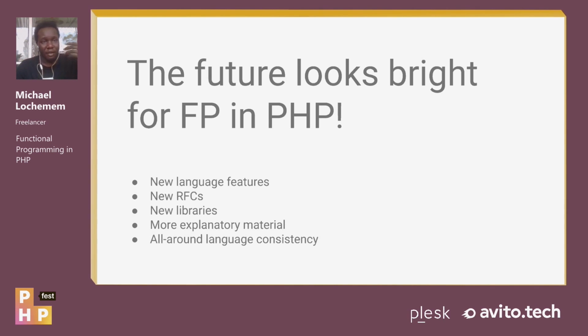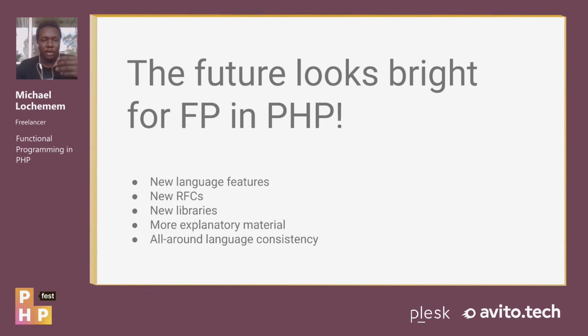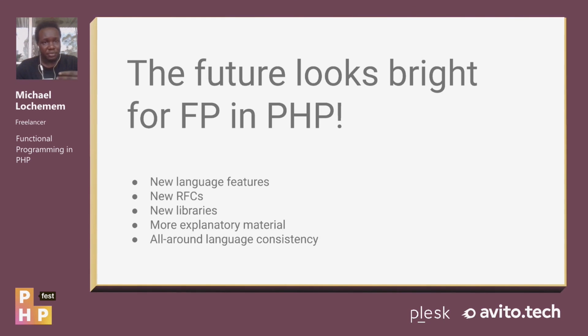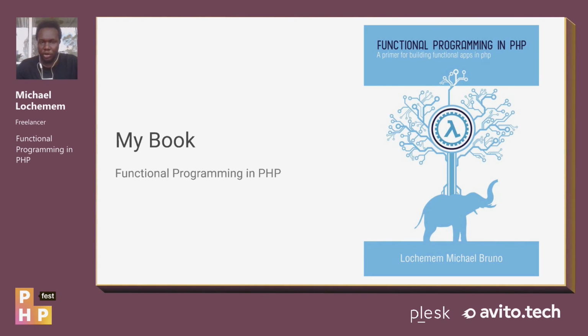And then you have new RFCs, right? There's an RFC on partial application. There's an RFC on immutable classes, which means that people are familiarizing themselves with these concepts. There are new libraries. There's more explanatory material, books and such. There's all around language consistency. PHP will continue to support first class functions, which allow you to write more expressions, and so I don't see this changing. So the future looks bright for functional programming.